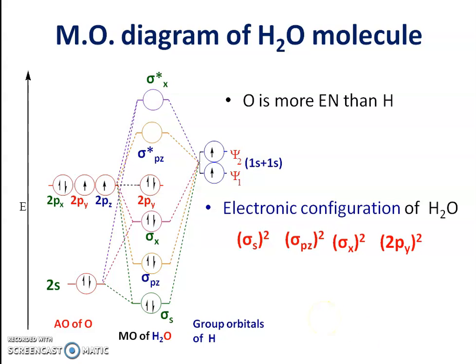Now water is diamagnetic, that I already told you, and out of 8 electrons, 3 pairs of electrons occupy the 3 bonding orbitals, and the remaining pair of electrons occupy the non-bonding 2py orbital, which is localized at the oxygen atom. So this is the molecular orbital diagram for water molecule. So water is diamagnetic, and you remember this electronic configuration.